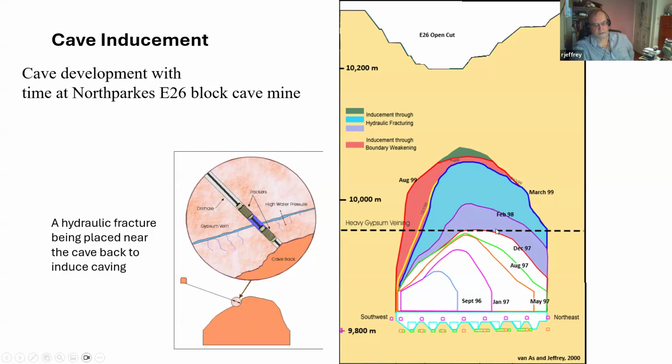So they contacted us. Andre Van Os contacted me at CSIRO, and we took our equipment there and from underground did a series of campaigns to cave induce and precondition further away the rock mass for caving. And eventually about 8 million tons of additional ore was caved by that method.